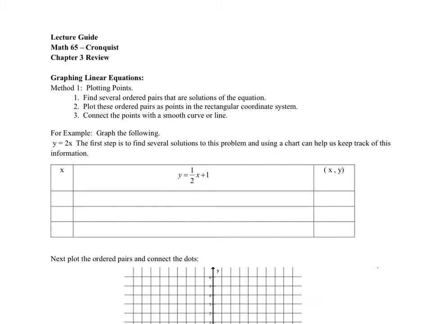Okay, now we're working on the Chapter 3 review. This should be the 4th day of class. All right, graphing linear equations. I know this is something that all of you struggle with, so we'll go through this again.